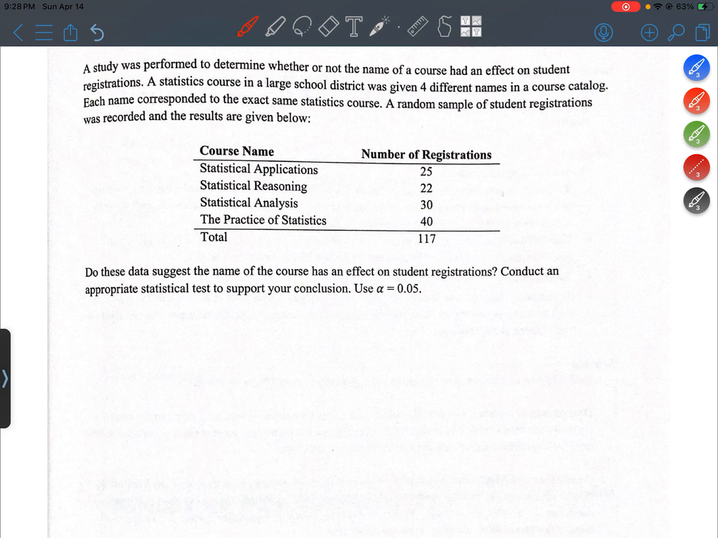Based on how the data are presented, it's not in a two-way table, so that automatically eliminates the chi-square test for homogeneity and the chi-square test for independence. This is going to be a chi-squared goodness of fit test. So let's start with our first step. The name of the procedure, chi-squared goodness of fit test. Significance level is 5%. There are no parameters for the chi-square test, so we don't have to do that part, but we do have to write some hypotheses.